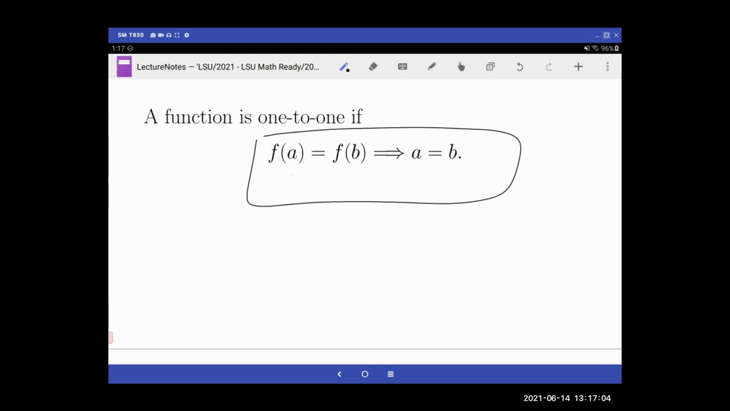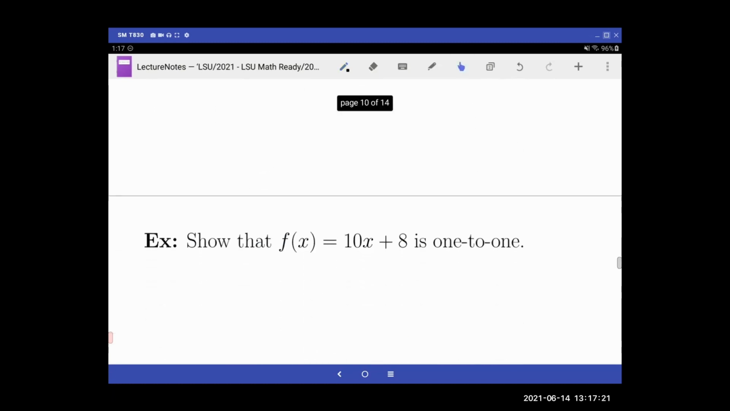If I start with the assumption that f of a equals f of b, and literally I can plug in a and b, I should get at the end the only result that a equals b. That should be the only result that I get. Okay, so what does that look like?